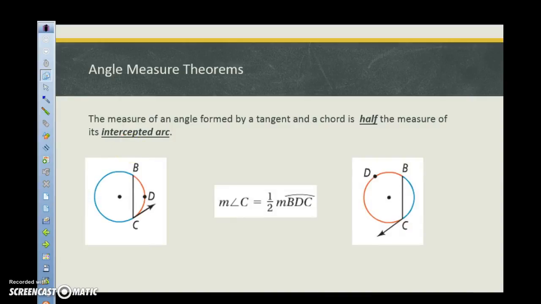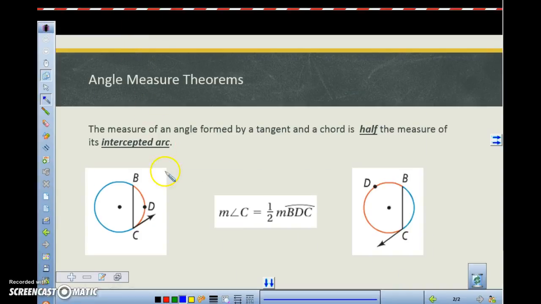The measure of an angle formed by a tangent and a chord or a secant line is half the measure of its intercepted arc. So, for example, if angle C down here was 30 degrees, what do you think the arc would have been? Careful, the angle is half. 60. So the arc's double. The angle is the smaller piece, okay?